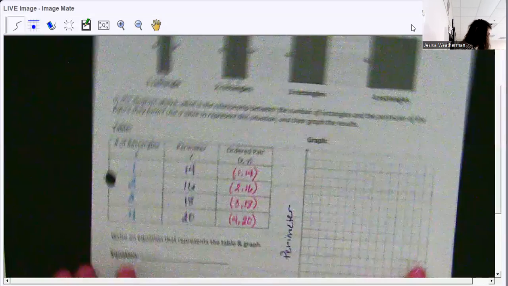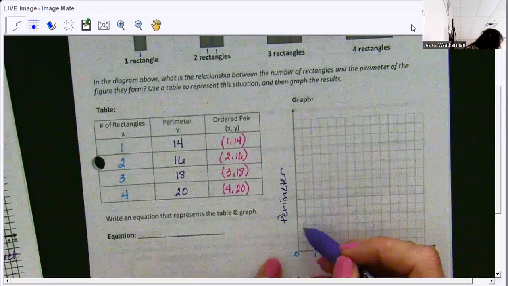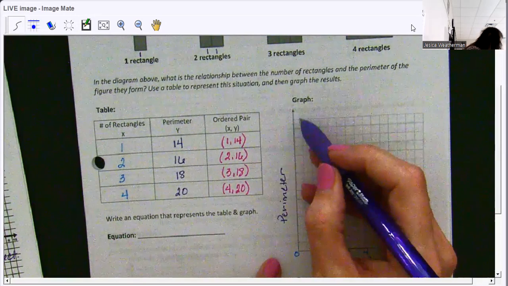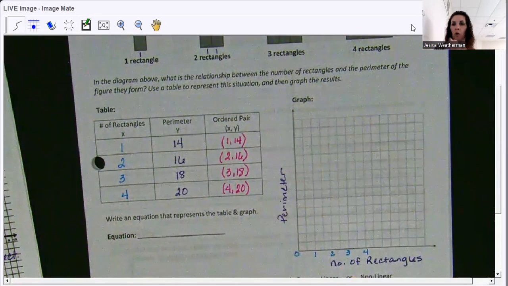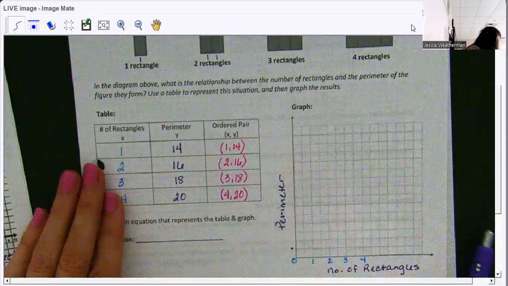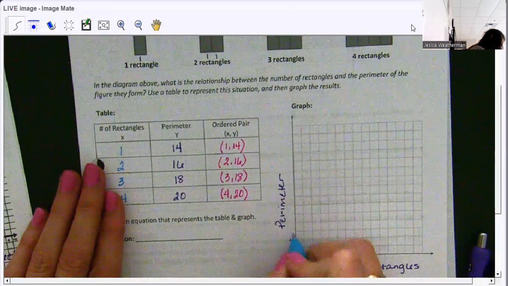Now to label my increments, I always want to count how many I have and see if I can go by 1s or 2s. So let's see, 1, 2, 3, 4. It only goes up to 15, so I'm going to go by 2s, okay? So, oops. 2, 4.